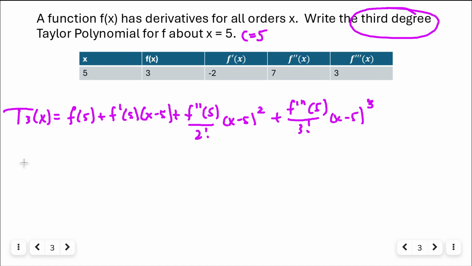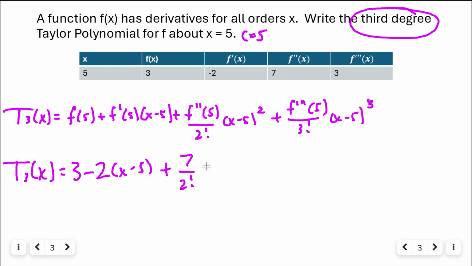All right. So now I'm just going to take these values from the table and literally substitute them in. F of 5, that's 3. F prime of 5 is negative 2, x minus 5. F double prime of 5 is 7 over 2 factorial, x minus 5 squared. F triple prime of 5 is 3 over 3 factorial, x minus 5 cubed.